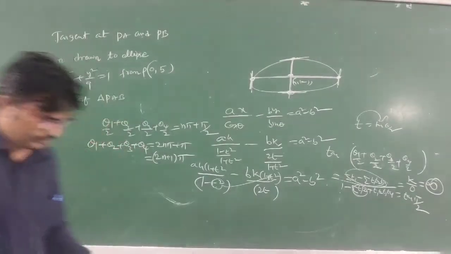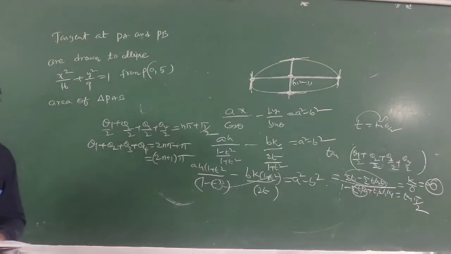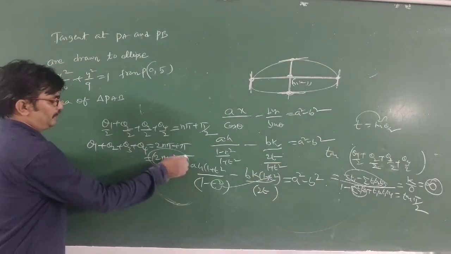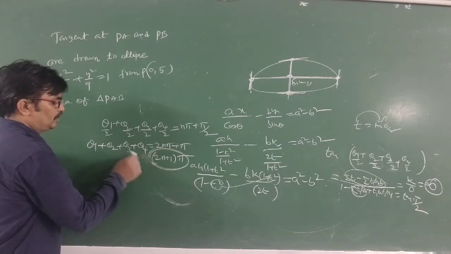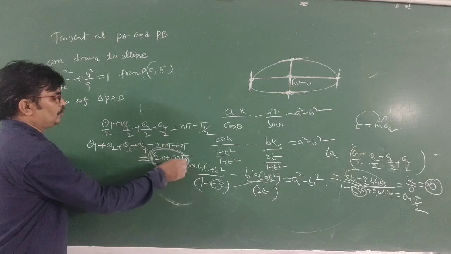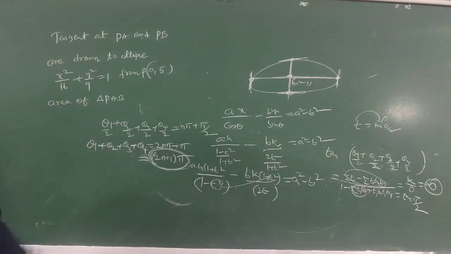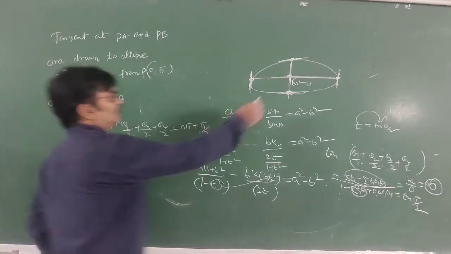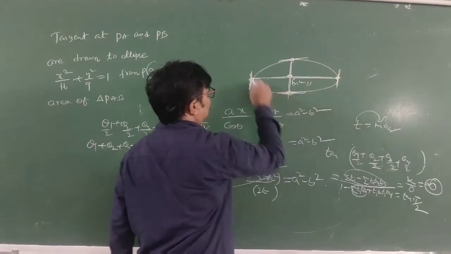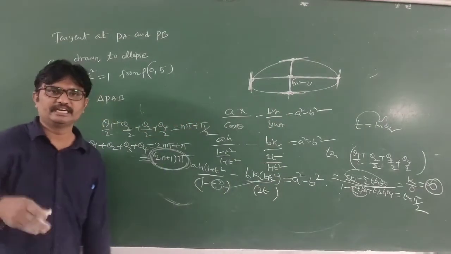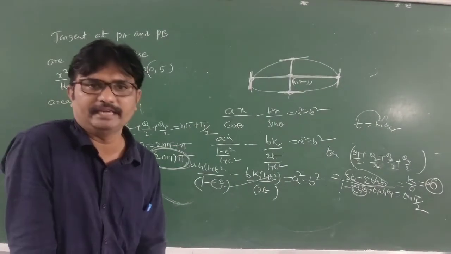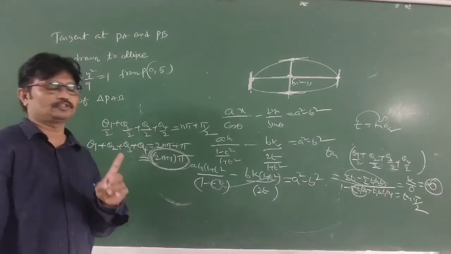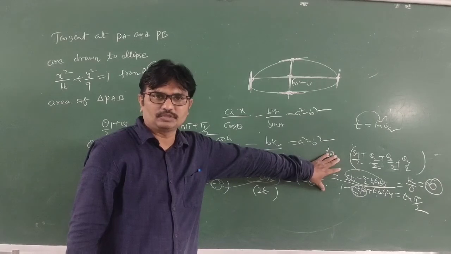So students, what is the meaning of this? The sum of the eccentric angles of the feet of the normals is an odd multiple of pi. All of you remember, this is only an odd multiple of pi. The sum of the eccentric angles of the feet of the normals from any point to the ellipse is an odd multiple of 180 degrees. This derivation is not necessary, students.